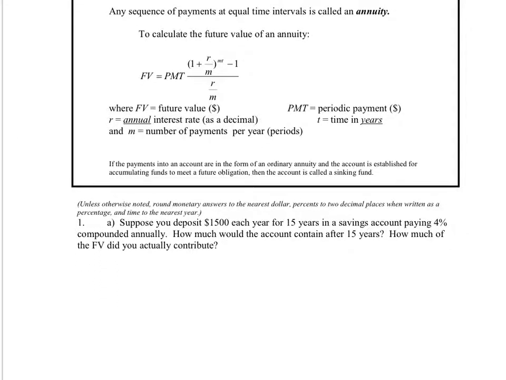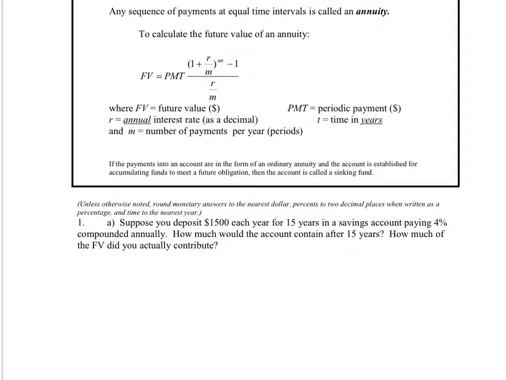So let's see if we can practice a little bit with this formula to answer these questions about annuities. First one says, suppose you deposit $1,500 each year for 15 years in a savings account that pays 4% compounded annually. How much would the account contain after 15 years? And then we'll calculate how much you actually contributed.